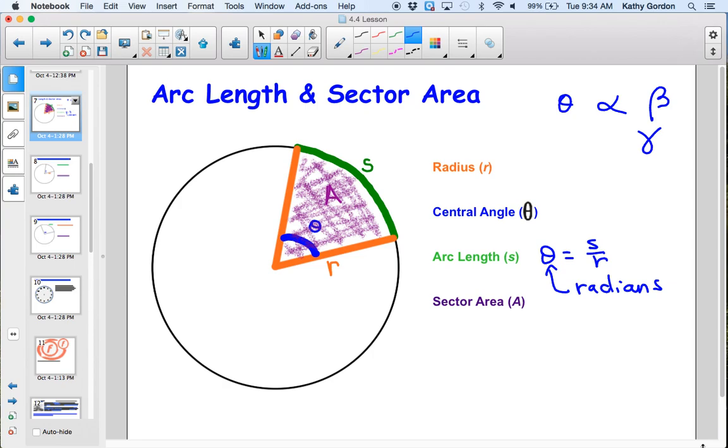So what that means then is you can also use that in other forms. For example, we can multiply both sides by the R, and we can come up with the equation of S equals theta times R. So we can find arc length by taking the central angle measure times the radius, but again, as long as our angle is in radians.